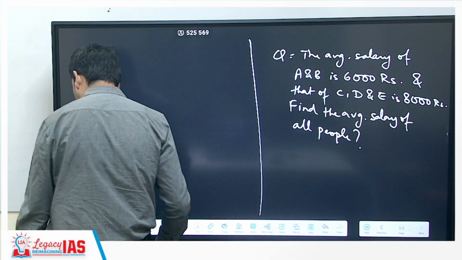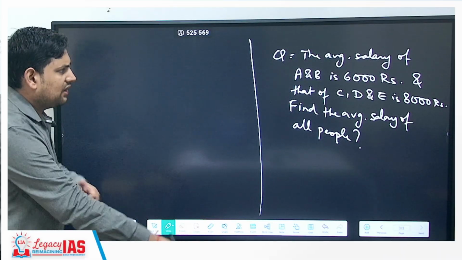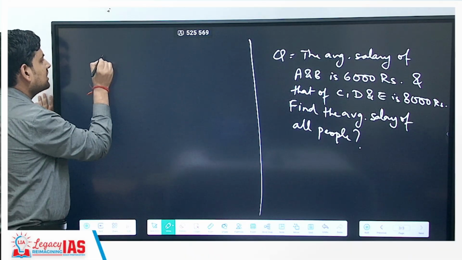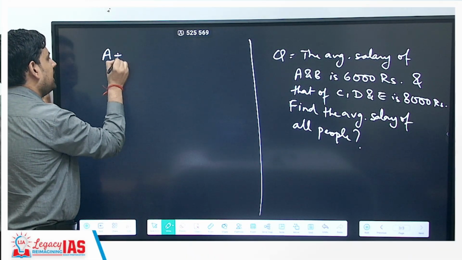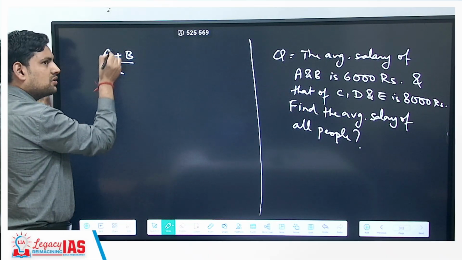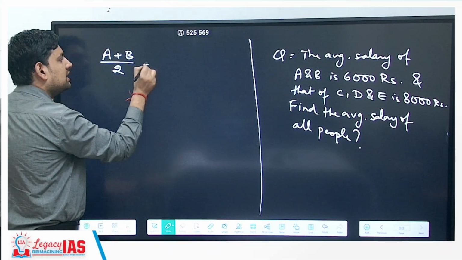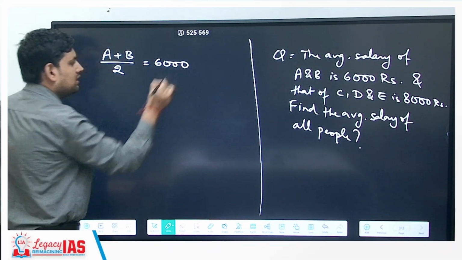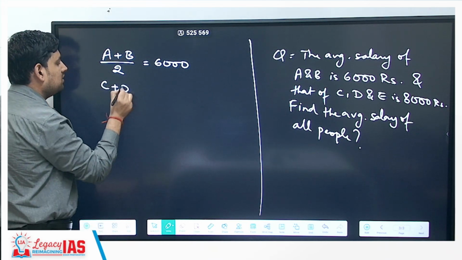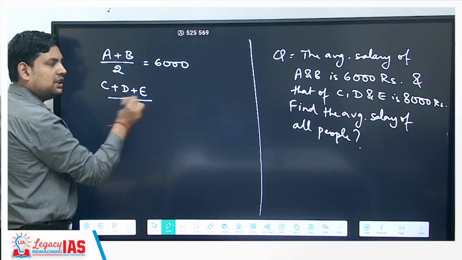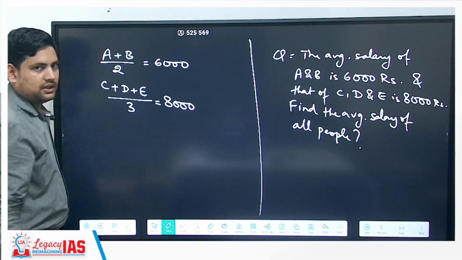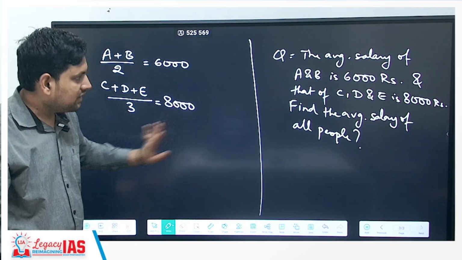Now see, how do you do this? The usual way of doing this: average is given for A and B, correct? So that means A plus B, and how many observations are these? There are 2 observations, correct? So sum upon number, and this average is given to you as 6,000. Now the other part, average of C, D and E. There are 3 observations, so divided by 3 is given to be 8,000. This is 6,000, this is 8,000.